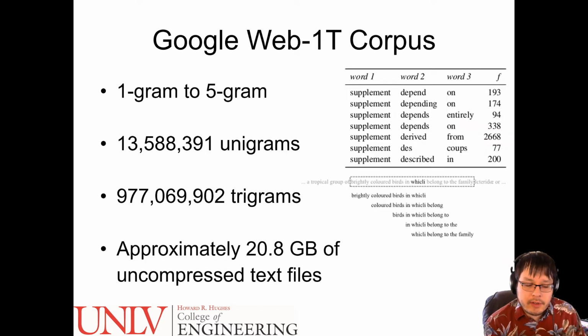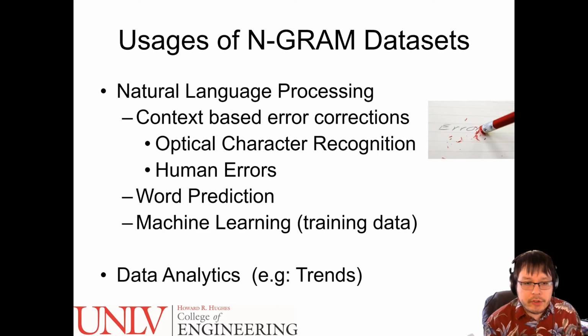N-Gram data sets are words that are one after the other and they form phrases that are used in the regular English language. Those are very useful for being able to do error correction with NLP, so when you're trying to correct an OCR error or a human error. They can also be useful for word prediction, like when you're typing something on a search engine, and to also correct those kinds of errors as well.